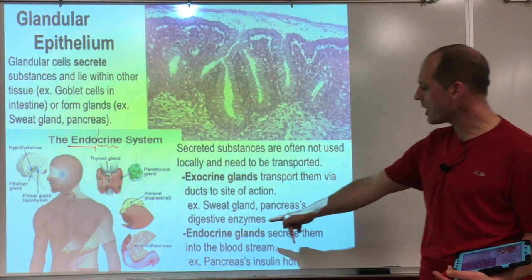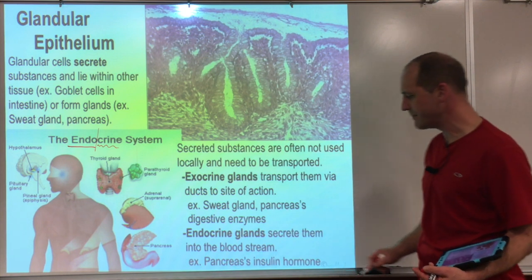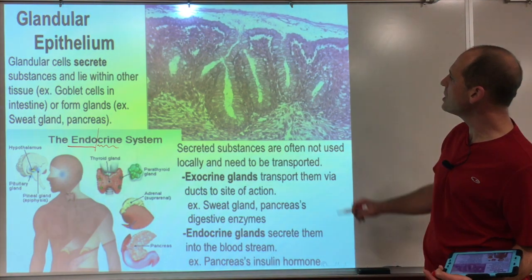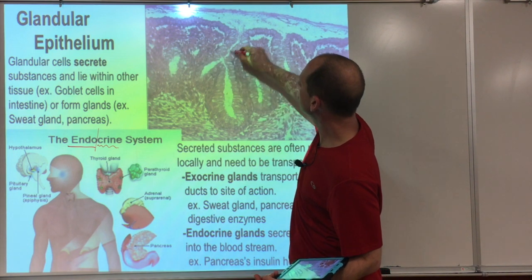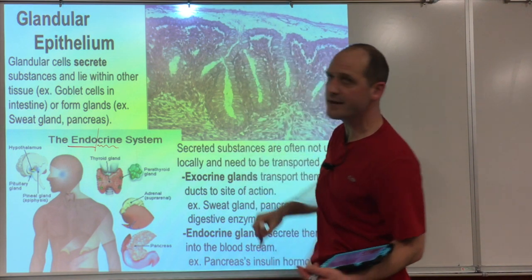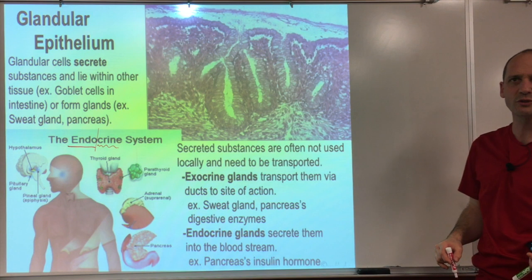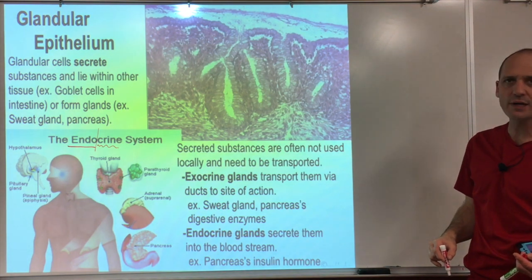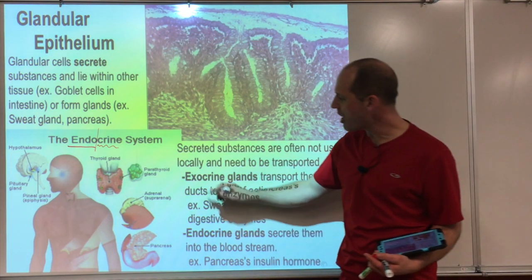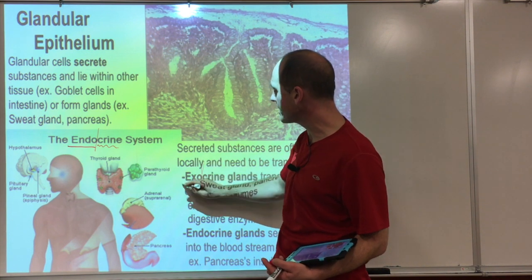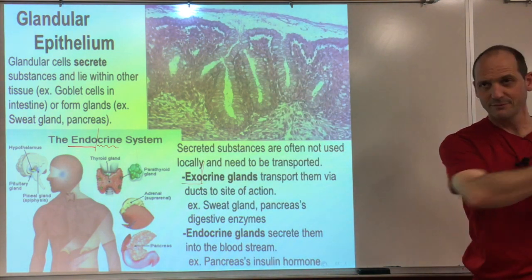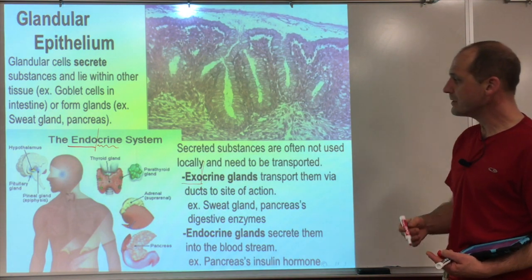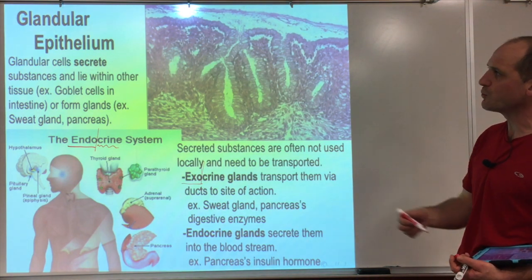So the endocrine glands secrete the stuff into the bloodstream, and then we have the other glands. Here you see there are channels that go up to the surface. Those are exocrine glands because the stuff that they make exits. Exo means exit, get out of here. That's the word they use. For example, sweat glands.